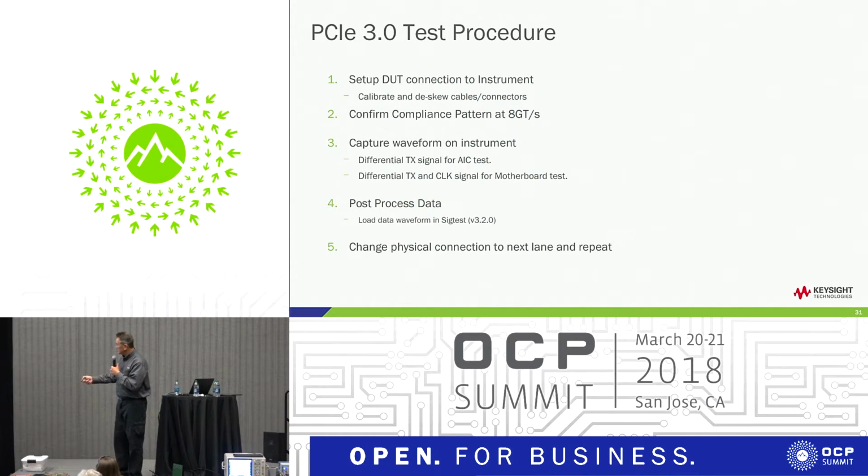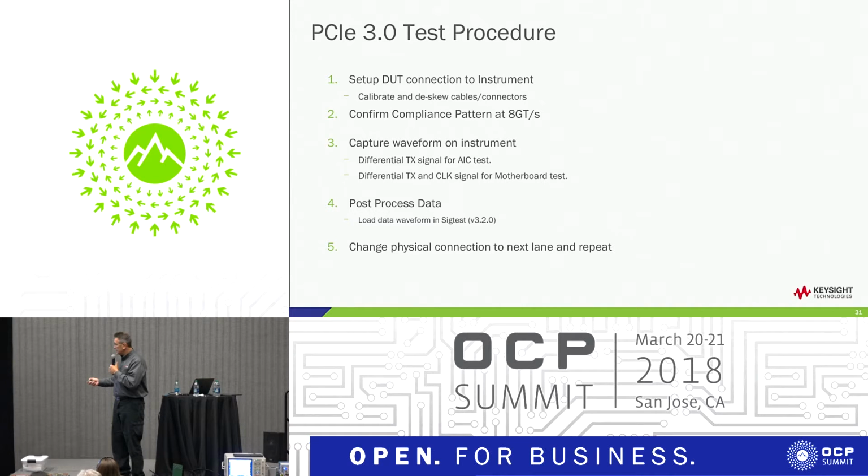So the test procedure then is to set up the DUT connected to the instrument. The two instruments that are relevant here are an oscilloscope for the transmit test, and then an oscilloscope and a bit error rate tester, or a BERT, to do the receiver test. For the transmit test, we cause the device under test to generate a compliance pattern, which is a transmitted signal representative of actual data at the data rate.